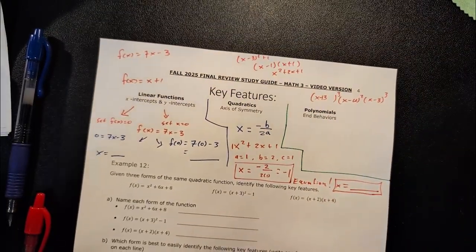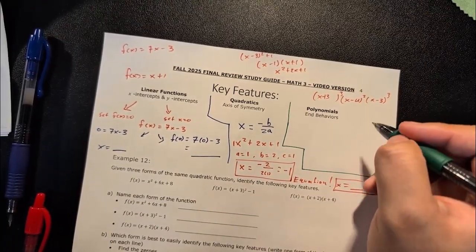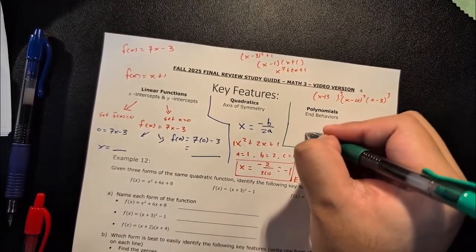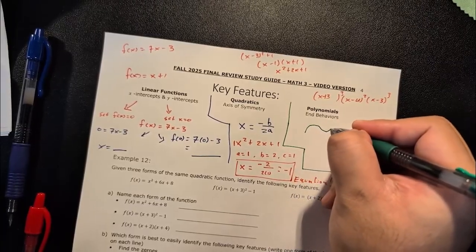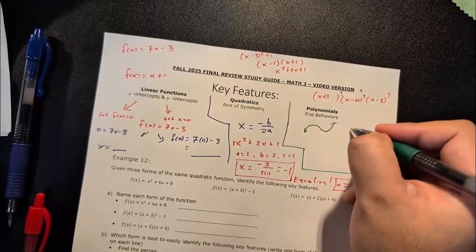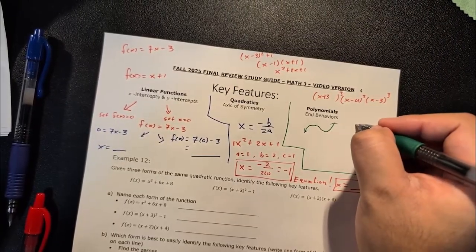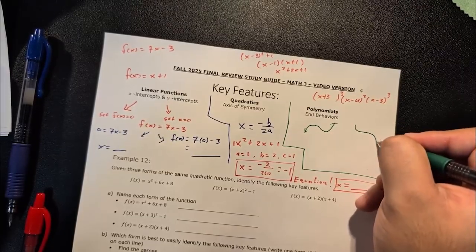Okay, and then polynomials and behavior. So polynomials are always going to be smooth. They're always going to either look like this, right? They're going to look something like this, or if I put a negative in front, it's going to look something like this.